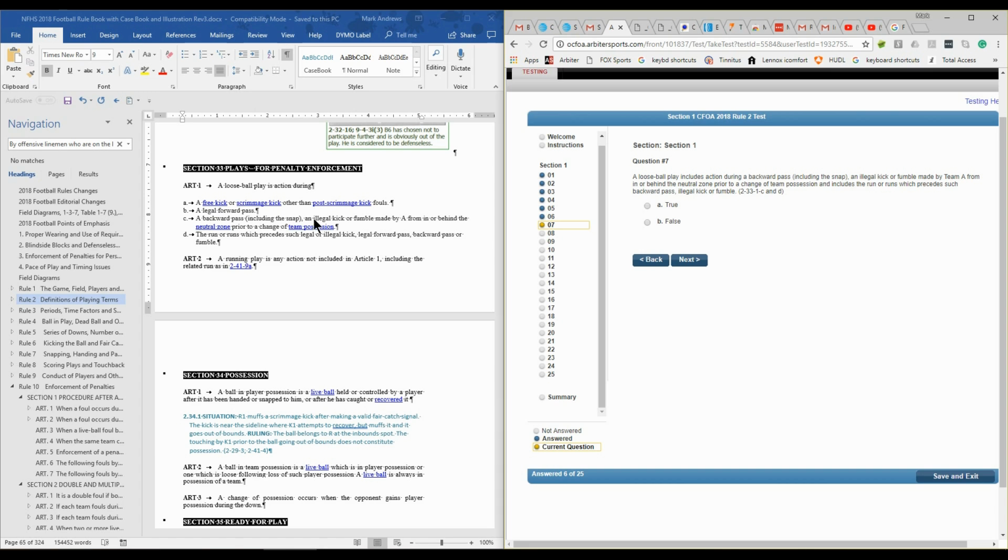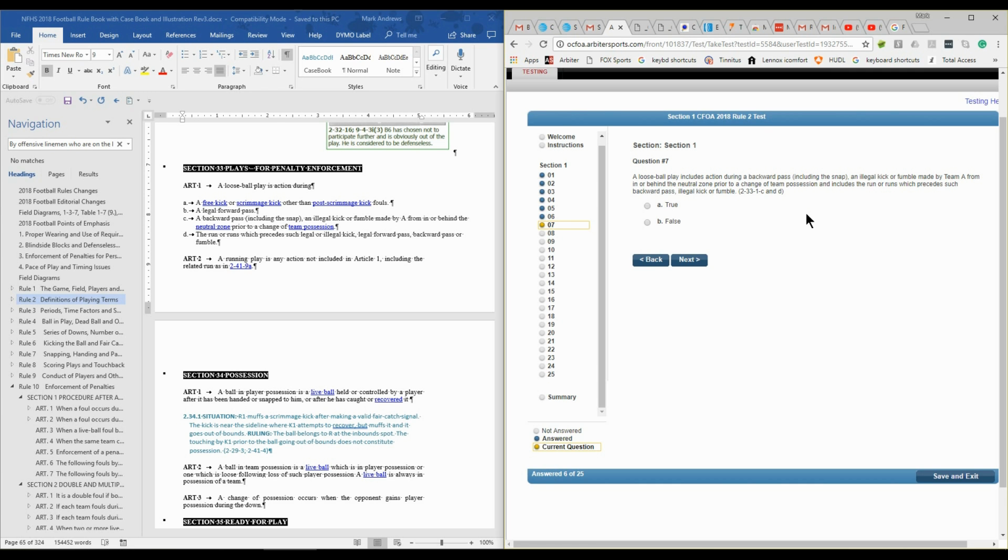A backward pass, including the snap, an illegal kick or fumble made by A from in or behind the neutral zone prior to a change of team possession, and the run or runs which precede such legal or illegal kick, legal forward pass, backward pass, or fumble. And again, they've excluded the legal forward pass and legal kick from this question, but the question is true.